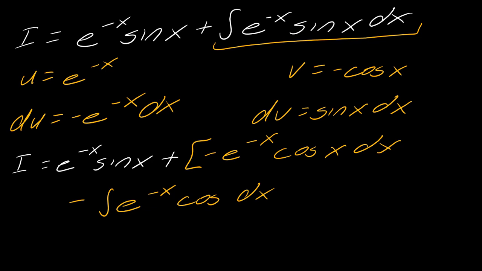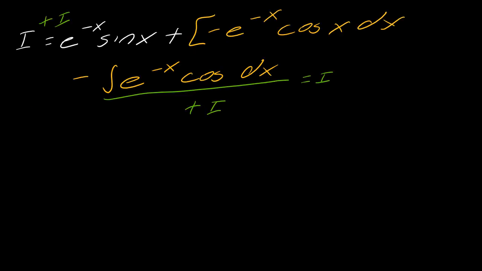Okay, so now this right here, this is my I. So what I can do now is add this integral to both sides. I'm just going to use I as a shorthand for it. So what does that leave me with? Let me make some space. Okay, so now I'm left with 2I equals what you see here.